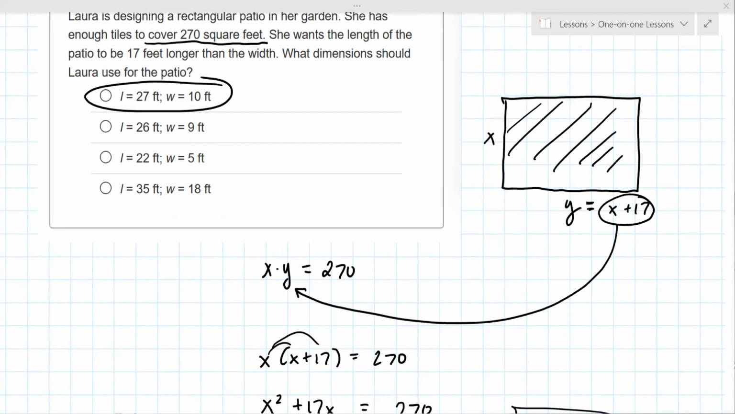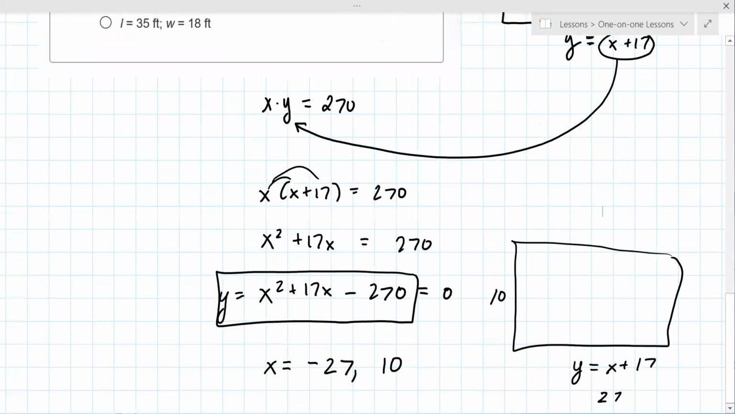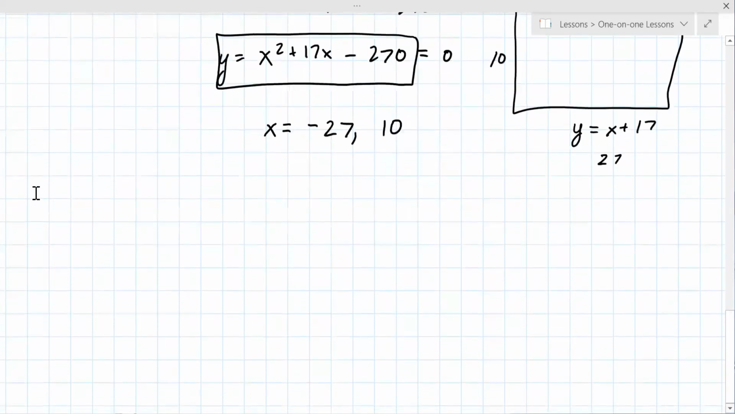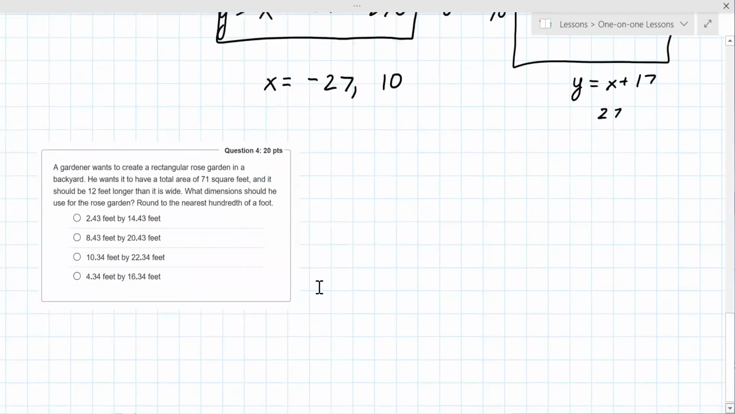Okay, so this one is really similar because it's basically the same problem with different numbers. Same but different. Classic phrase.